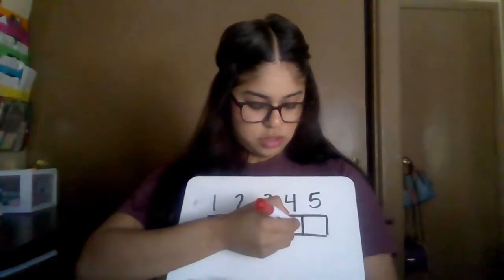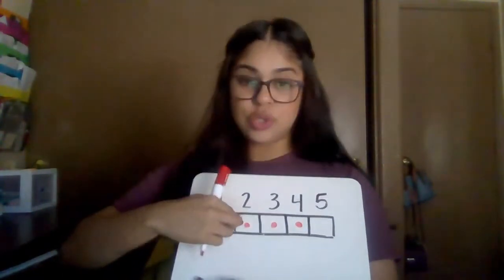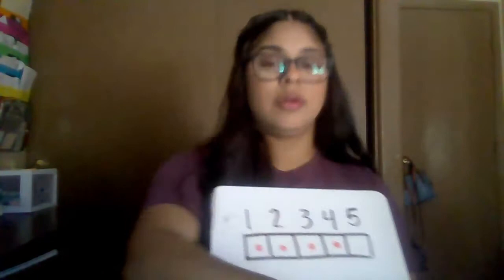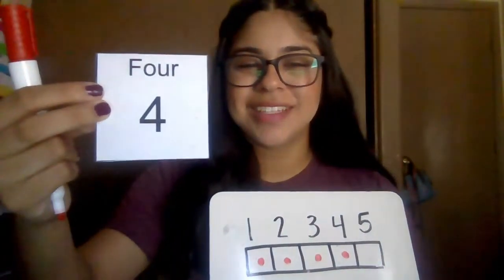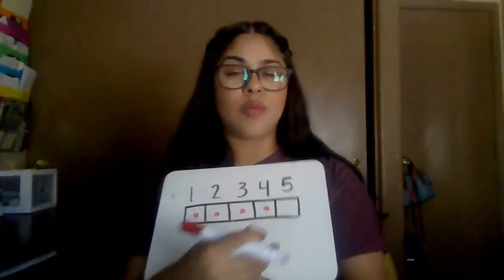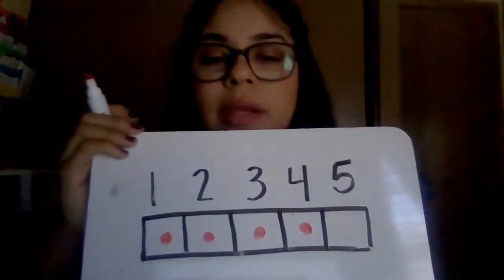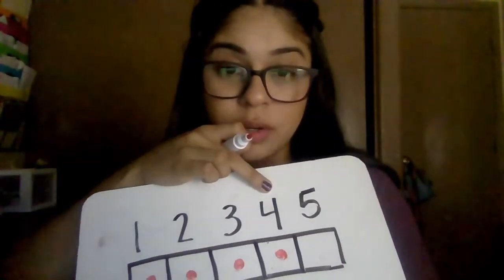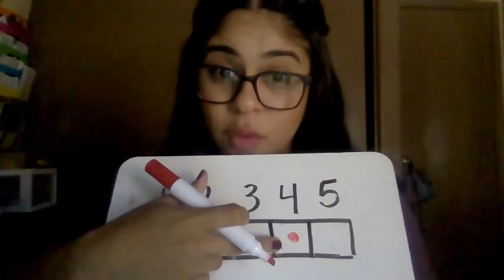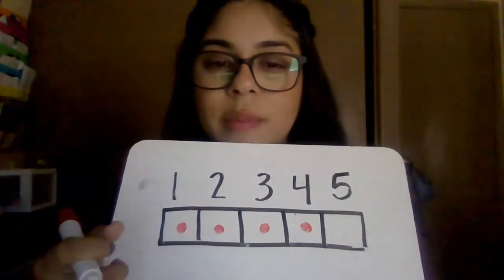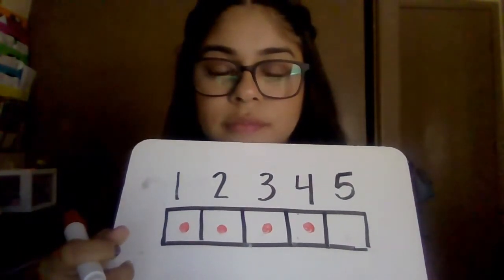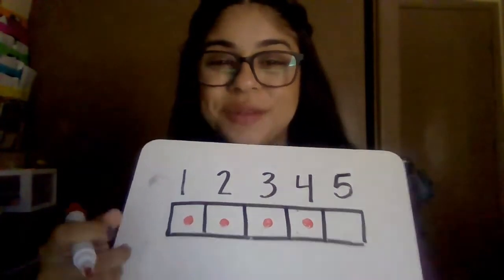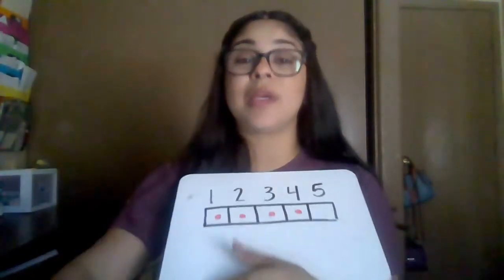One, two, three, four. We're trying to get to four. Four. So do we stop or do we need more? Think about it. I wanted to get to four. I have one, two, three, four dots. Do we stop or do I need more? You guys are right. We are stopping because we got to four. Good job. Let's clear our area.